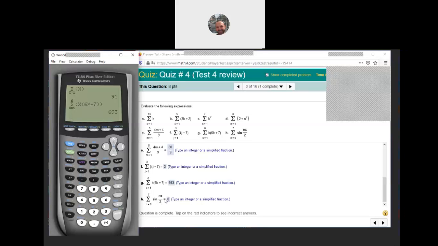So basically just write each term out. So from 0 to 7, there will be 8 terms, right? So just add them all up.